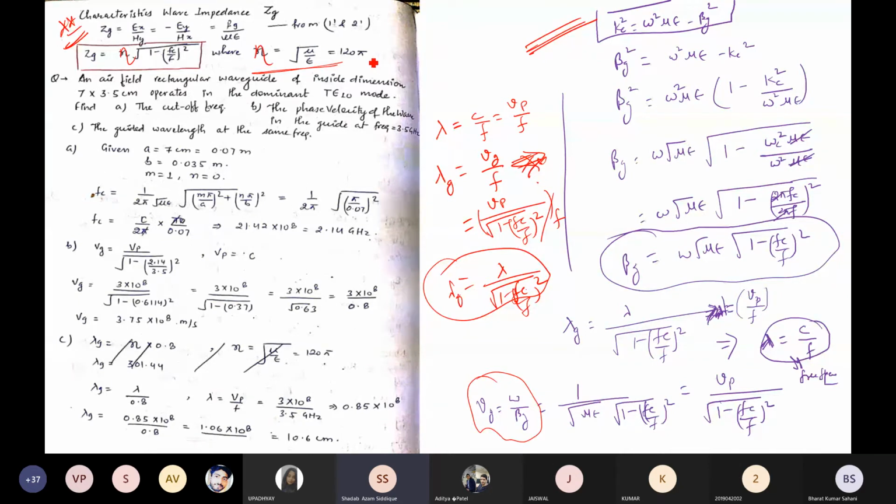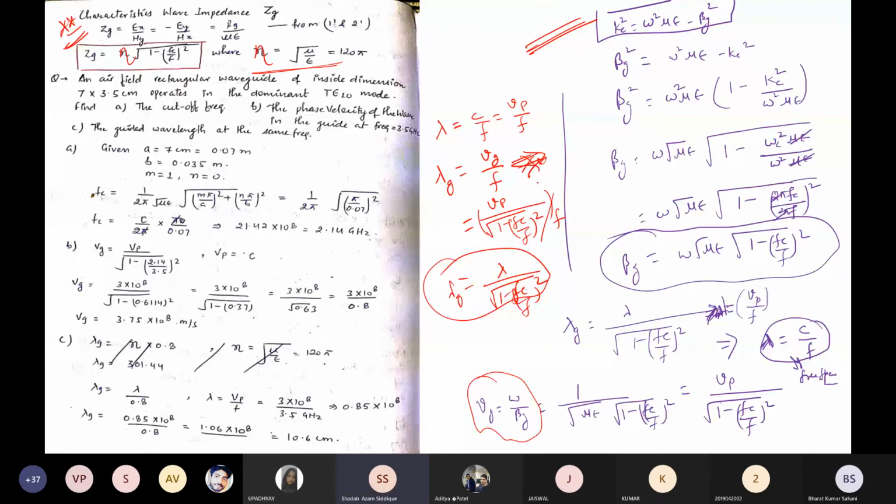Okay, so you should understand, only the characteristic wave impedance is changing. All other values are the same. All other equations are the same. Only the characteristic impedance has changed. You should remember this equation.